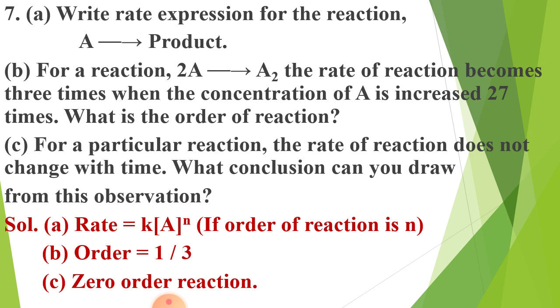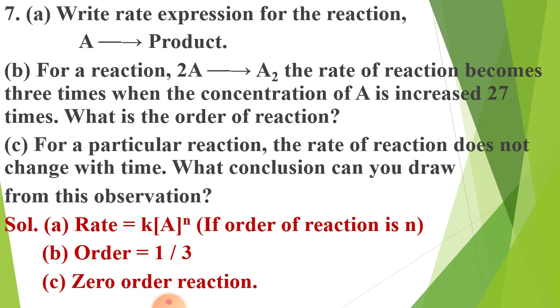Now question number 7 is the last question I have explained here. Write the rate expression for the reaction A gives product. Second point, for the reaction 2A gives A2, the rate of reaction becomes 3 times when the concentration of A is increased 27 times. So what is the order of reaction? And third point, for a particular reaction, the rate of reaction does not change with time. What conclusion can you draw from this observation?